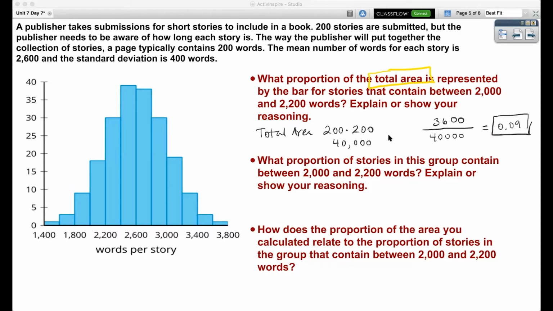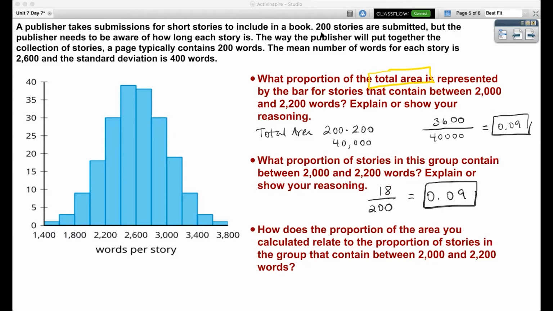Now, what proportion of stories in this group contain between 2,000 and 2,200 words? Well, how do I do that one? I know that there are 18 stories in this group. We counted those before and we could see it on our histogram as well. And we know that there are 18 stories in that group and 200 stories total. Well, when we do 18 divided by 200, we actually get 0.09 again.